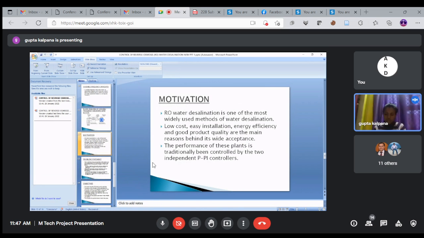Here are some motivations. In RO, water desalination is one of the most widely used methods of water desalination. Low cost, easy installation, energy efficiency, and good product quality are the main reasons behind its wide acceptance. The performance of these plants is traditionally controlled by two independent PI controllers.